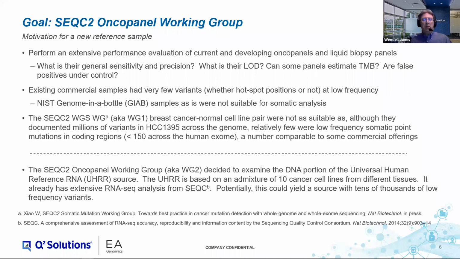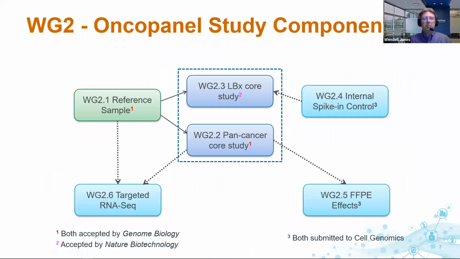So we decided that we needed to examine a new material, and what we decided to do was take a material that we had used before, but use the RNA portion, that is the universal human reference RNA source that had been used for 3 different instances of the consortium work in microarrays and RNA sequencing, but just look at the DNA portion. So this source is based on an admixture of 10 cancer cell lines from different tissues. We already had extensive sequencing data from RNA sequencing, and so potentially this could yield a source of material with tens of thousands of low frequency variants.